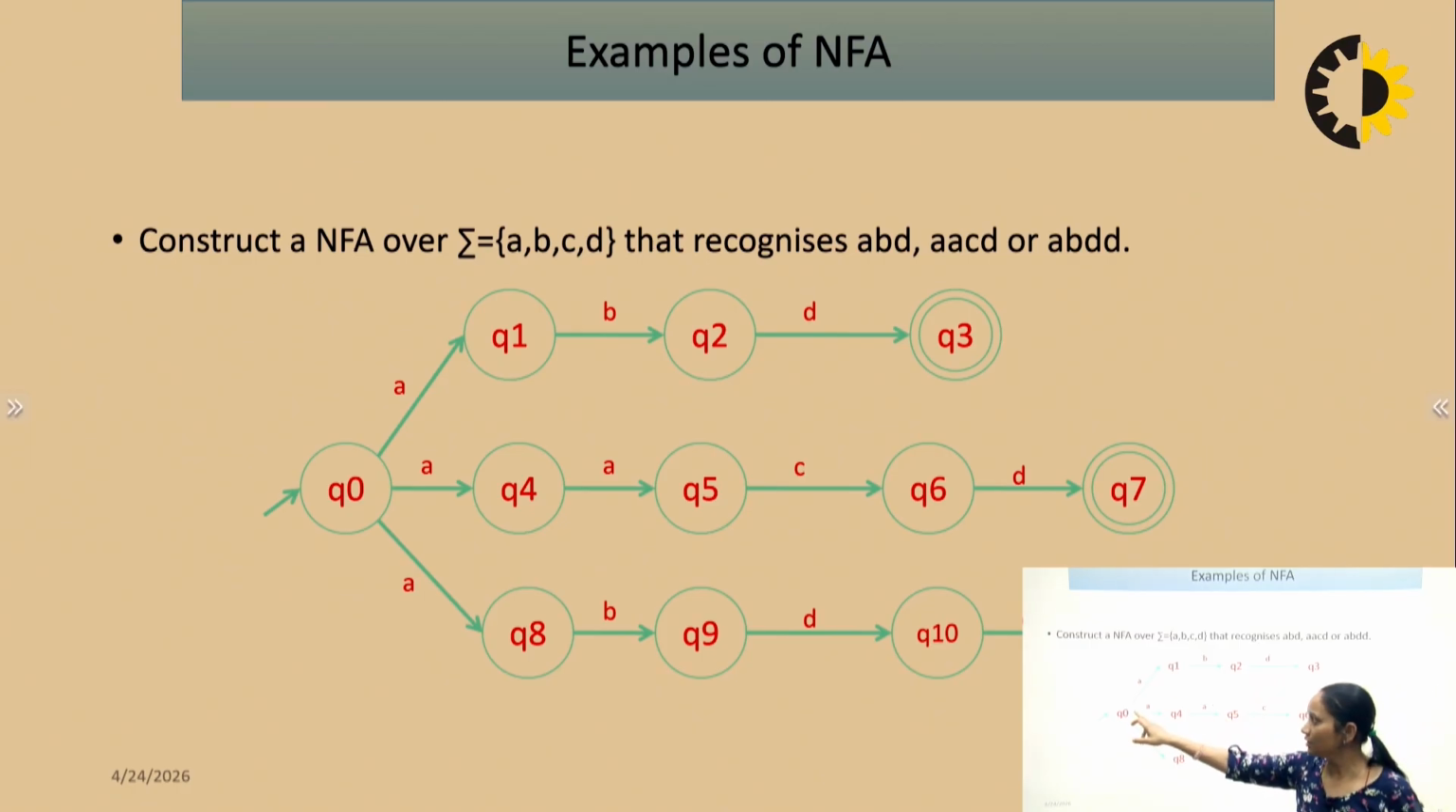The first string, from the initial state, is ABD. Next string is ACD, ending in a final state. And the next one is ABDD. So here there are n number of states, namely Q3, Q7 and Q11, and there are 3 final states.